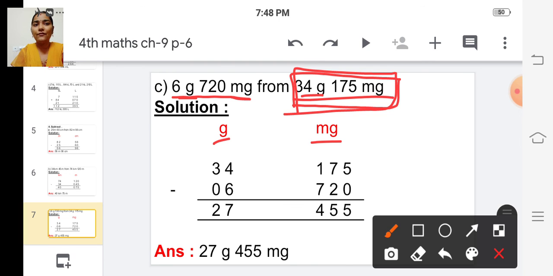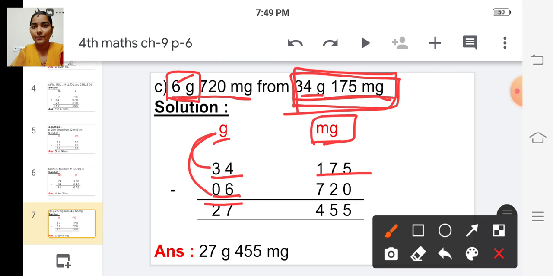So 34 gram, write 34 below the gram unit, and 175 milligram, write 175 below the milligram unit. The second weight is 6 gram, so write 6 below the gram unit as 06. You have to be very careful while writing these numbers. And 720 milligram, so write 720 below the milligram unit.